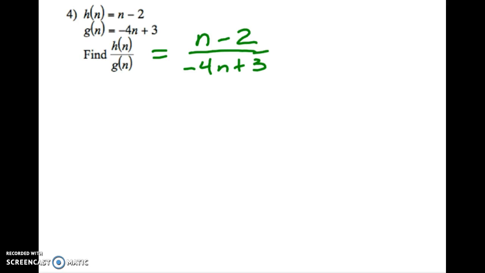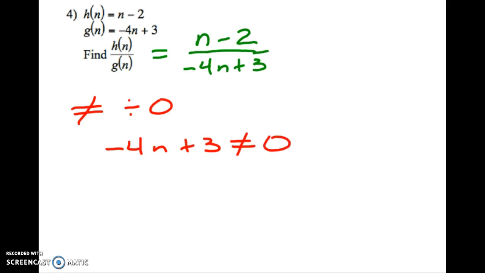However, sometimes we can factor and simplify. In this case, that is not the case. The other thing we have to watch is, remember, you cannot divide by 0. So that means we need to take the denominator and figure out which numbers are going to make the denominator equal 0.